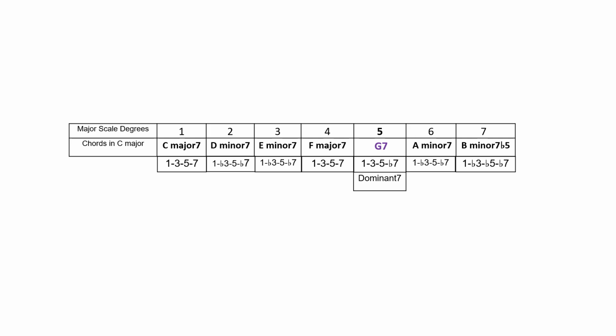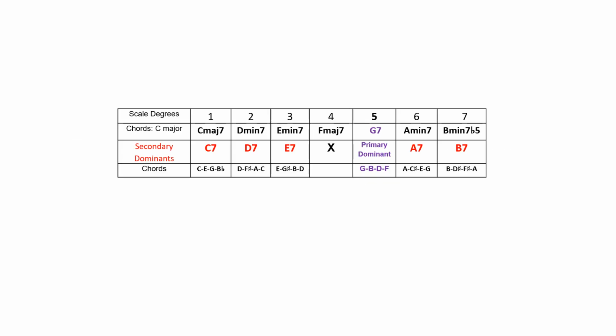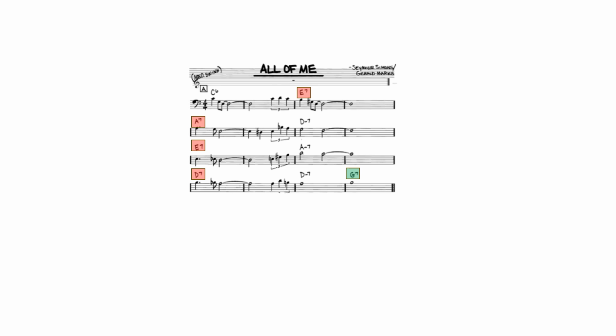in this scale. We can derive 5 secondary dominants from the remaining notes in C major, excluding F. These chords have diatonic roots, but include at least one non-diatonic note. For example, the third note, in D7, E7, and A7, are chromatic notes, not found in C major. Notice the secondary dominants marked in red, in the jazz standard, All of Me, in the key of C.